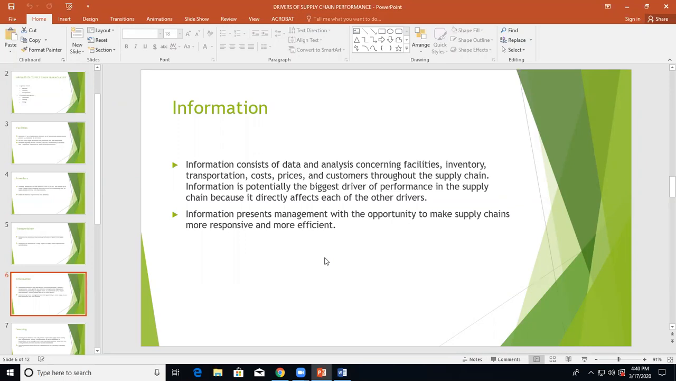It will affect the cost of the product. It will affect the price of the product. It will affect the customers throughout the supply chain. It will affect cost, transportation, prices, customers, inventory, facilities. It will affect each and every driver differently. Information is potentially the biggest driver of performance in the supply chain because it directly affects each of the other drivers.